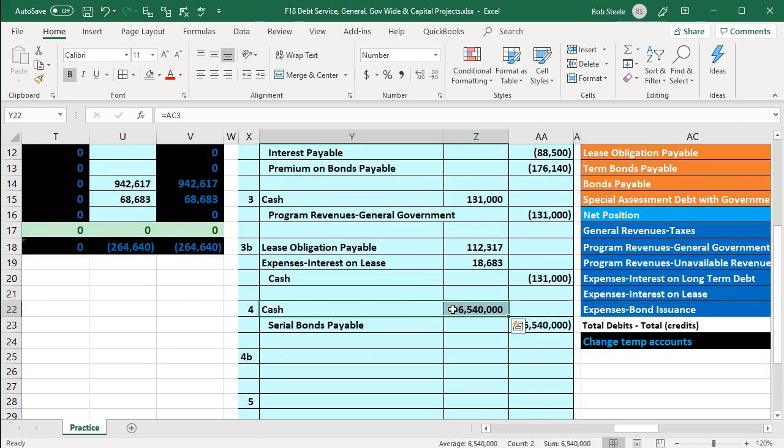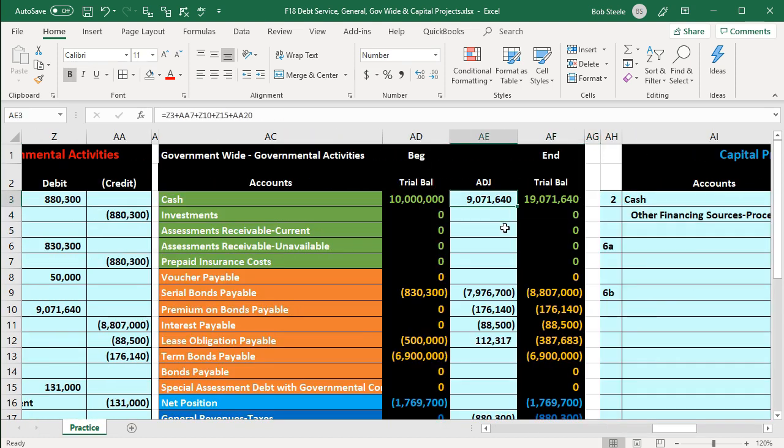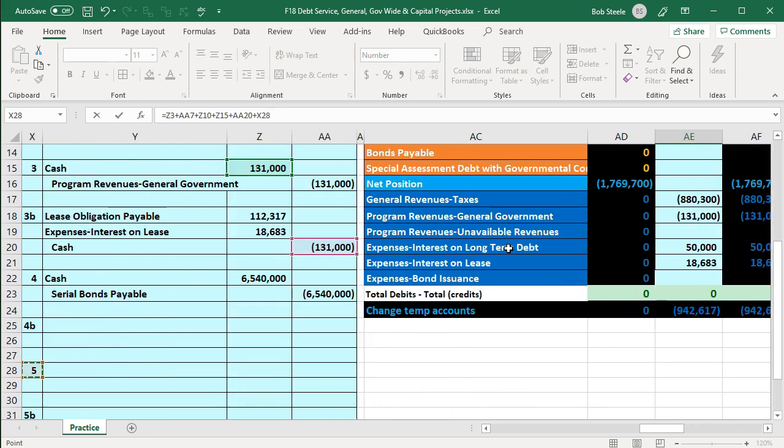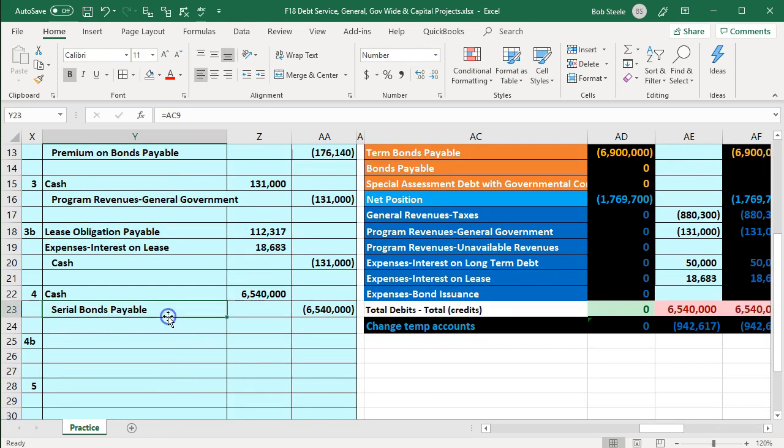So we got cash. We're going to post that out first. Scrolling over to cash, we're going to be in cell AE3. F2 plus F2, scrolling back down, and we'll pick up the debit for cash. And then we have the serial bonds payable.